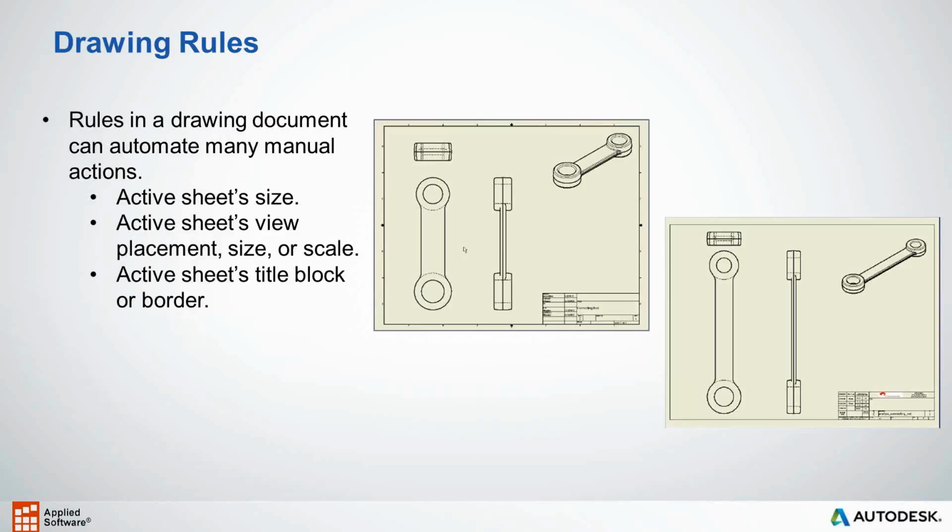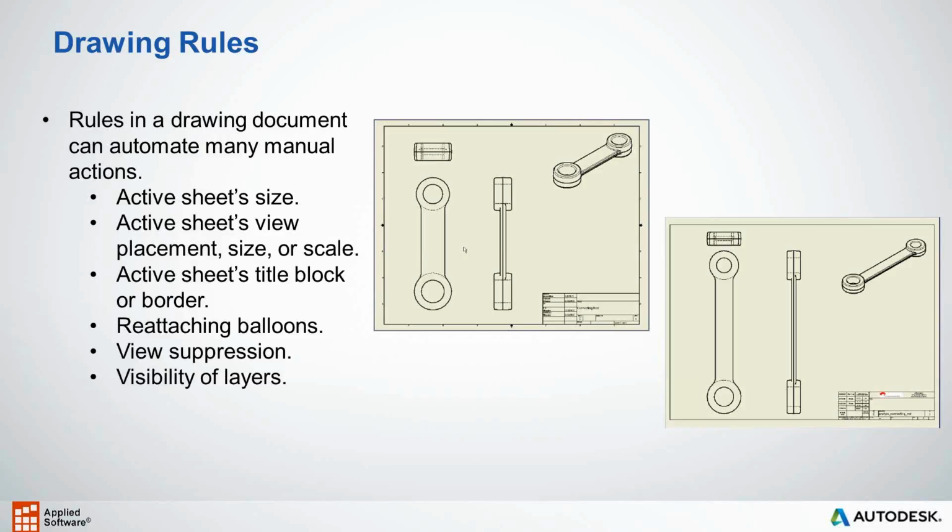We can also set up some drawing rules that will reattach balloons to a drawing view. Possibly if you've gone in and changed the size of your model when you came back to your drawing, you've noticed that some of your balloons are everywhere on your document, so we can set up a drawing rule that can fix that for you. Also, the ability to control view suppression in an active drawing sheet, and also the ability to control the visibility of layers in an active drawing sheet.